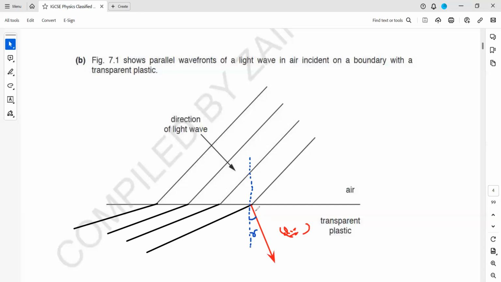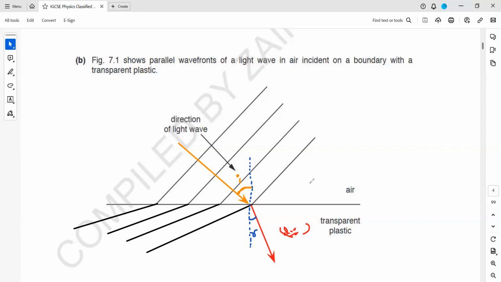If they say to draw and label the angle of incidence, how will you draw it? If this is a wavefront, this will be the direction of the wave, and this will be the angle of incidence. Because it lagged behind, the angle of refraction should be smaller than the angle of incidence. If it was a sound wave, then the opposite will happen. In air it travels slower, but in a transparent block it will travel faster.